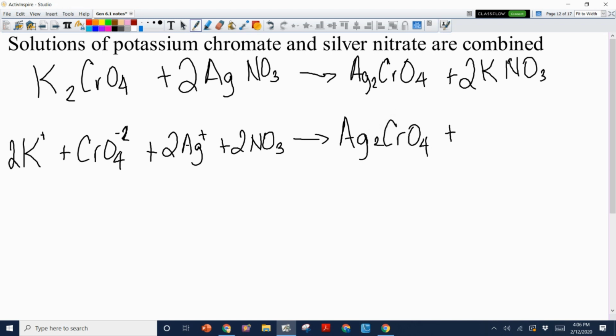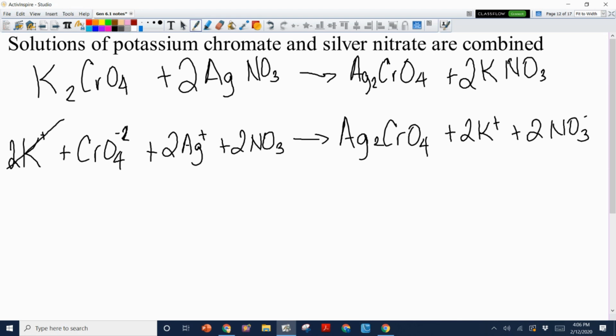Okay, plus, all right, so here we have potassium, which is an alkali metal, and nitrate. Those are both always soluble. So we have 2 K plus and 2 NO3 minus. Okay, so now we've broken that up into ions. So now we can start crossing out things that appear on both sides.